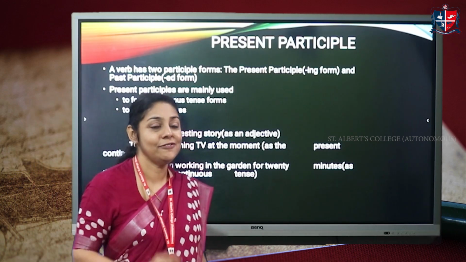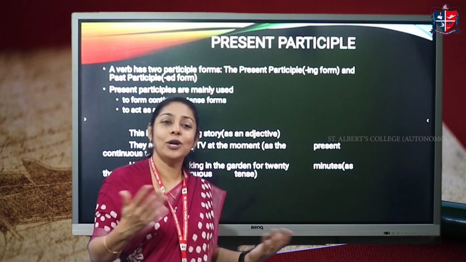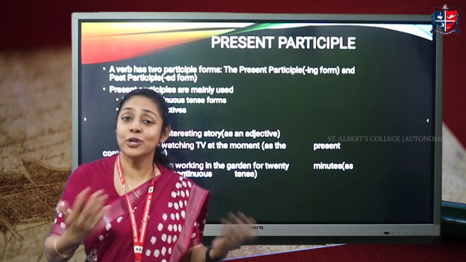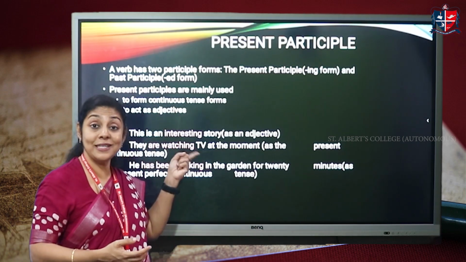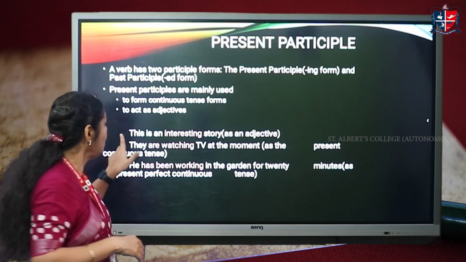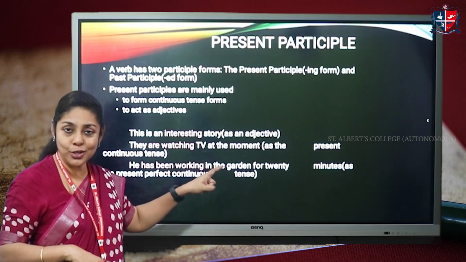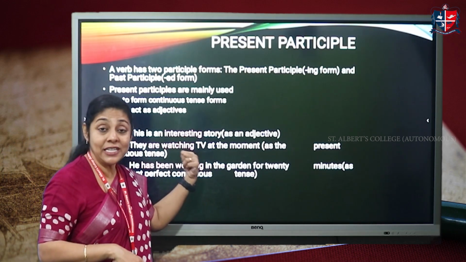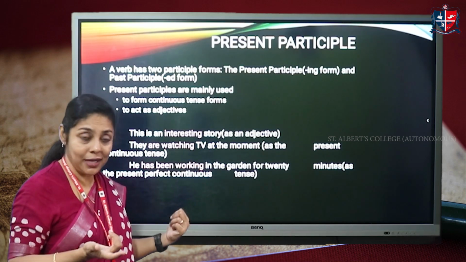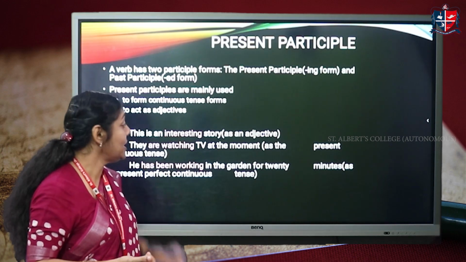Now, what is an adjective? An adjective is a word that qualifies a noun. Qualifies in the sense it defines a noun. It tells us something more about a noun. So, sometimes the present participle can be used as an adjective. So, it would define a noun. Now, look at this first sentence. This is an interesting story. This word interesting, it is the ing form, interest plus ing. It's interesting, right?